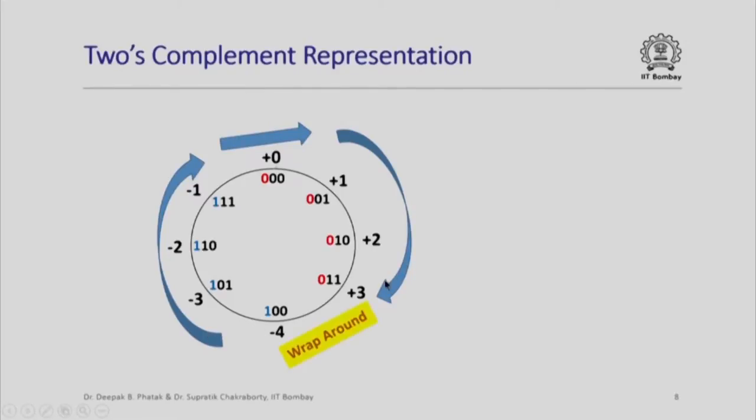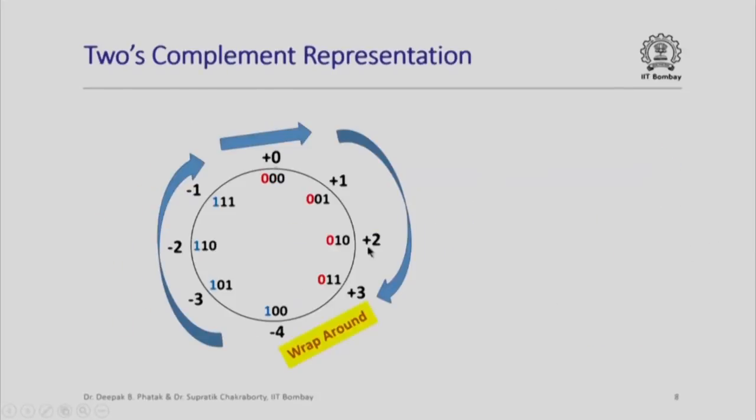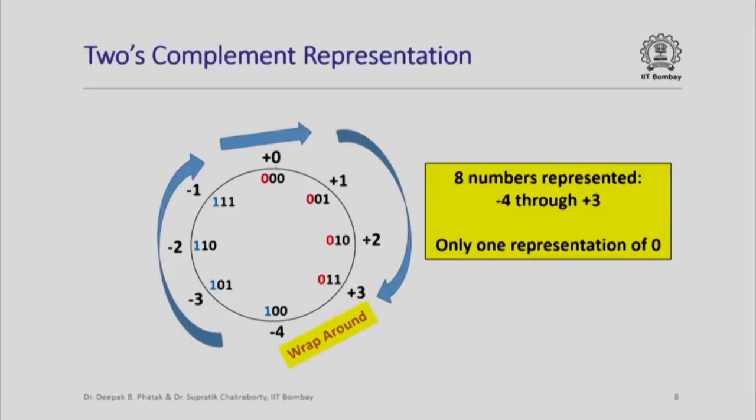And of course, at the end, when I come back from plus 3 to minus 4, there is a wraparound. In terms of our previous picture, the number line picture, this is really going back from this end to this end, right? 011 to 100, plus 3 to minus 4. And it is easy to see that we can now represent 8 numbers using 8 combinations of 3 bits. So, there is no wastage and we have only one representation of 0.